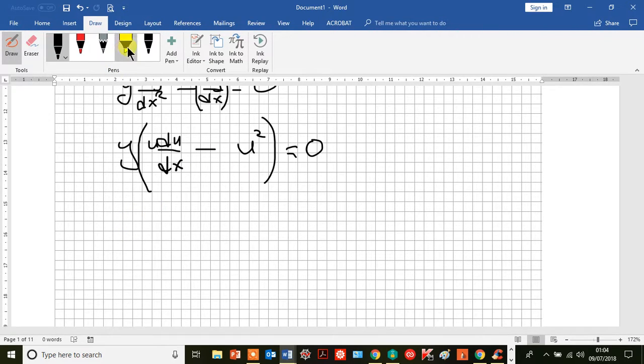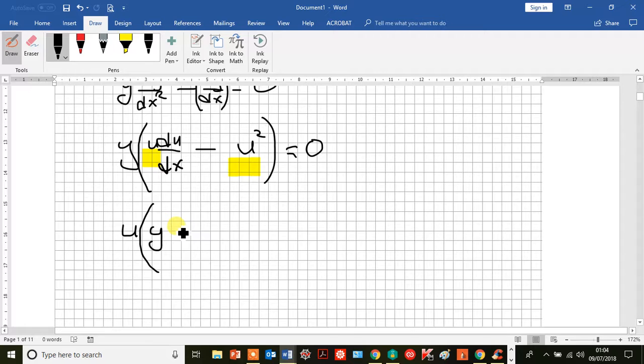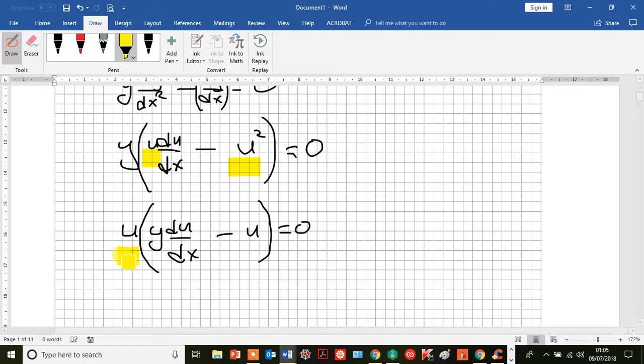So what we can do is you recognise there's a u and a u squared term here. So there's a u there and a u squared term there, which means that we can factor out one of the u's, and we rewrite this as u times, in brackets, y du by dx minus u equal to 0. And straight away you can see from that that u has to be equal to 0, or this has to be equal to 0.